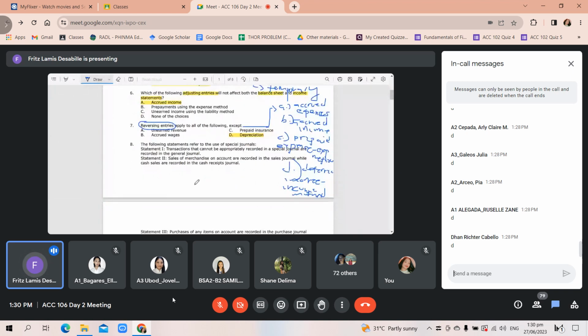Okay, so let's go to number 8. The following statements refer to the use of special journals. So special journals, examples of special journals again, sales journals, cash receipt journals, purchases journals, cash disbursement journals. Okay. So I think masabtan naman guro by the words itself. So statement 1, transactions that cannot be appropriately recorded in a special journals are recorded in the general journal.